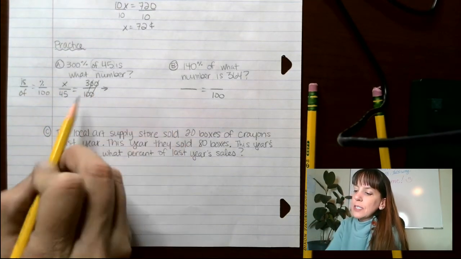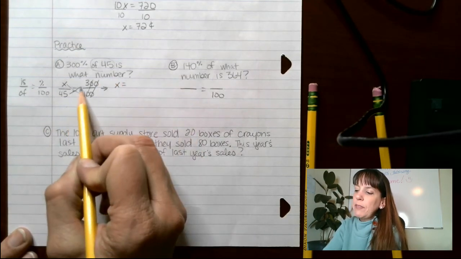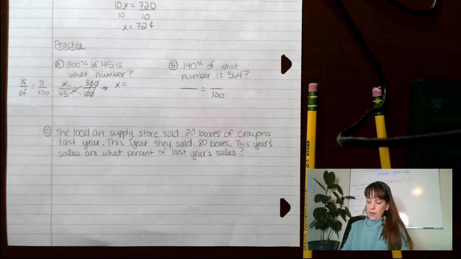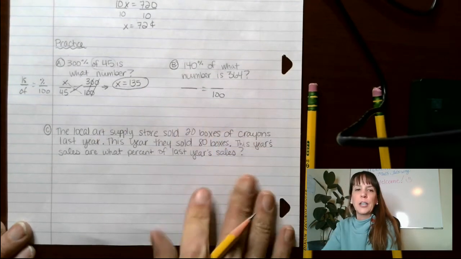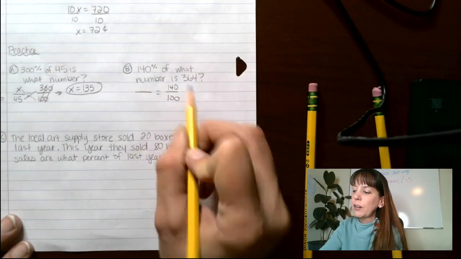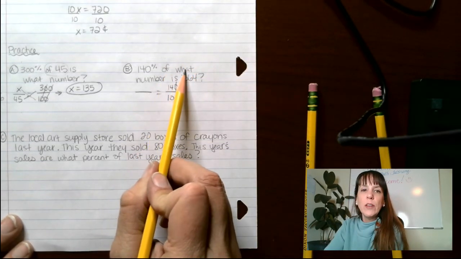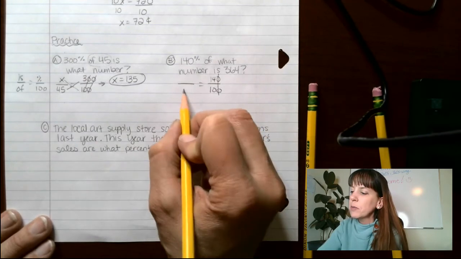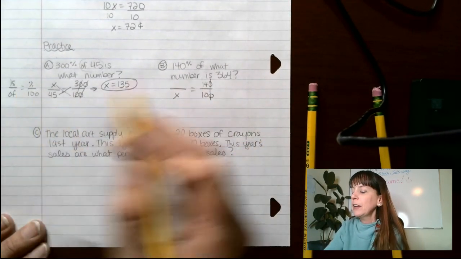So let's do this. We got 1 times X is X equals 45 times 3. 45 times 3, 135. 135 is our answer. All right, this one right here, 140%, that goes above our 100. Lob those zeros off. Of what means X, and of is on the bottom, so we're gonna put an X there. Is 364, is goes on top there.